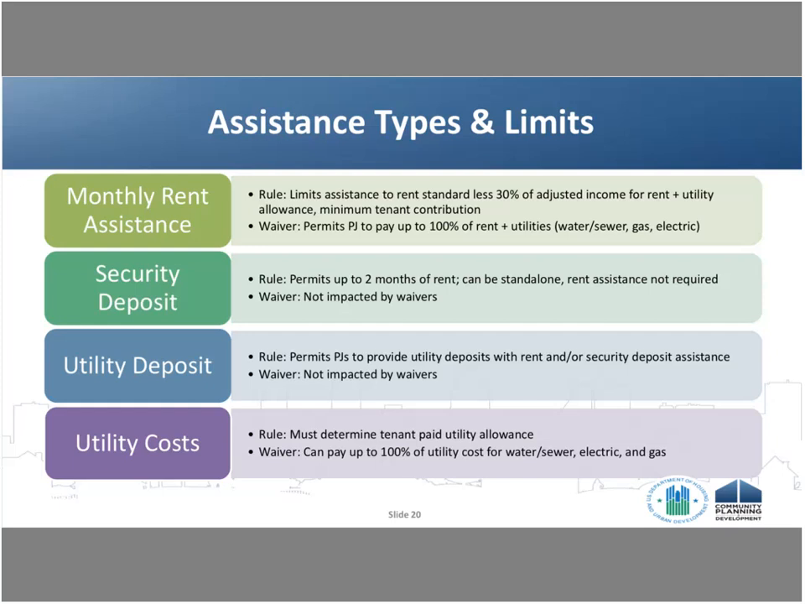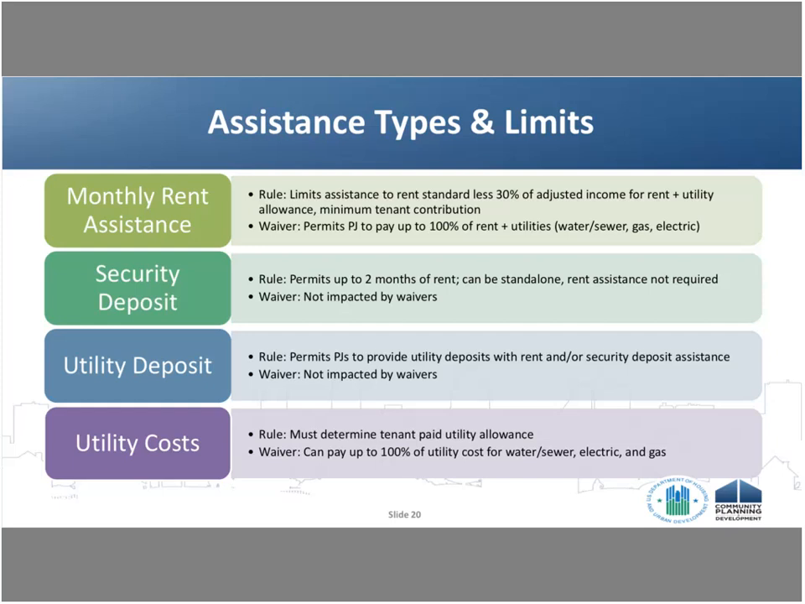Under the waiver, we don't have to require any tenant contribution and can pay up to 100% of the tenant's rent, and we can even directly pay for up to 100% of their water, gas, and or electric bills instead of indirectly addressing utilities through a utility allowance included in the rent standard. When we're helping folks move into a new unit, which of course would be the expected approach in normal times, we can help provide both security deposits and, in those communities where they're the norm, utility deposits.